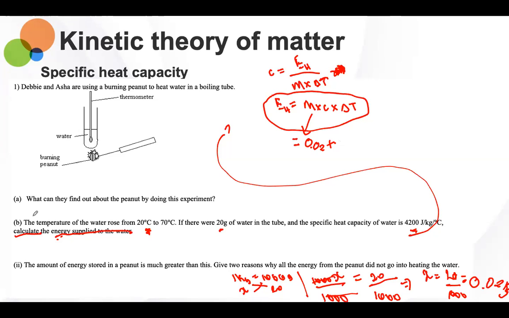Look at B again. What is our specific capacity in B? 4,200. Right, so we have 4,200. And what is our change in temperature now? It goes from 20 to 70. So that would be 70 minus 20. Right, so what do we get? 50.